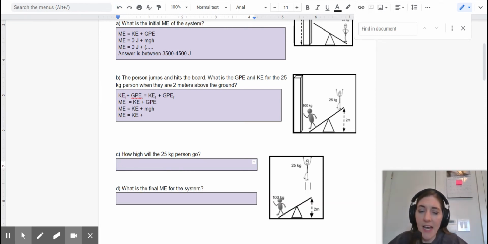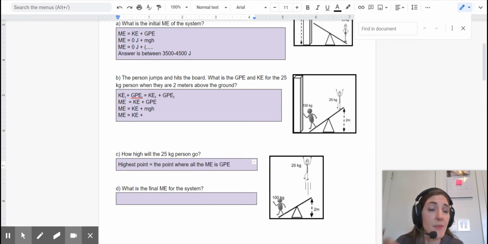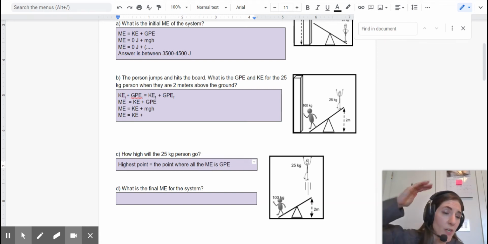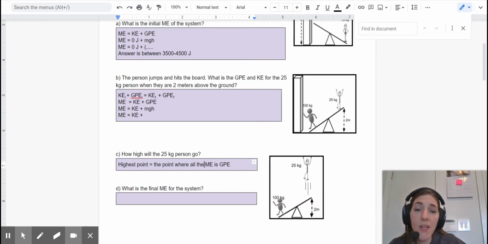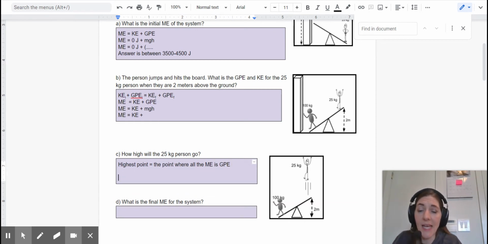Okay, the highest point that person will reach is the point where all the mechanical energy is GPE. So there's no KE because their velocity is going to be zero because they're at their highest point, where all of the mechanical energy is gravitational potential energy. So you found mechanical energy in A.